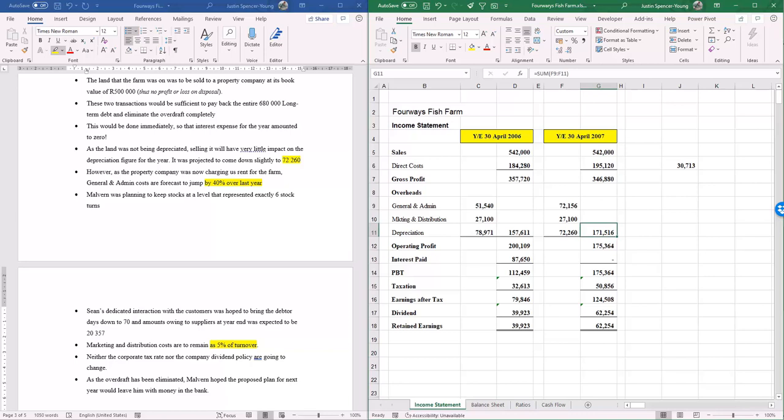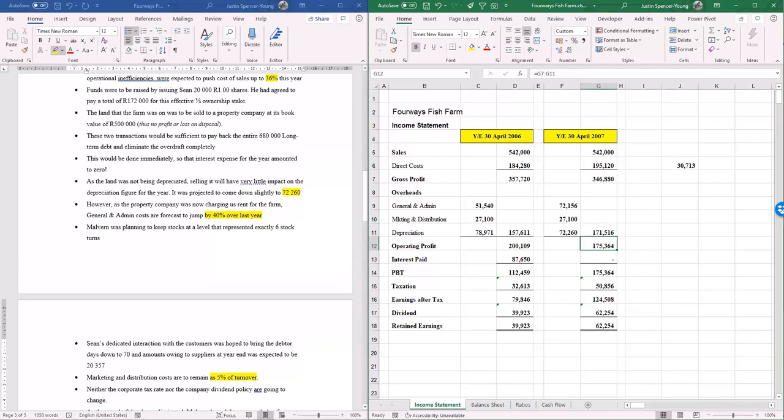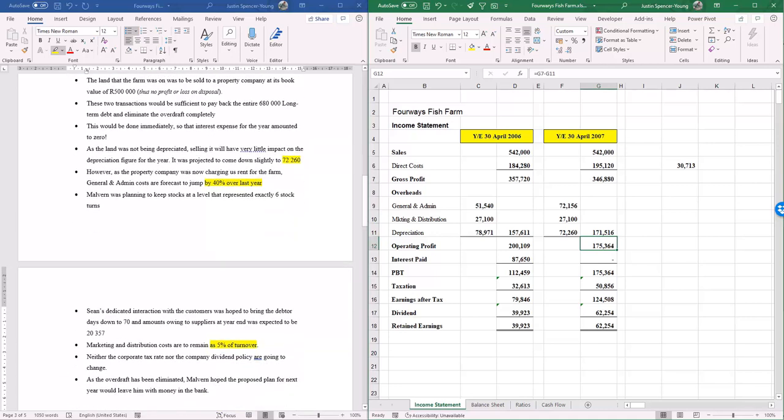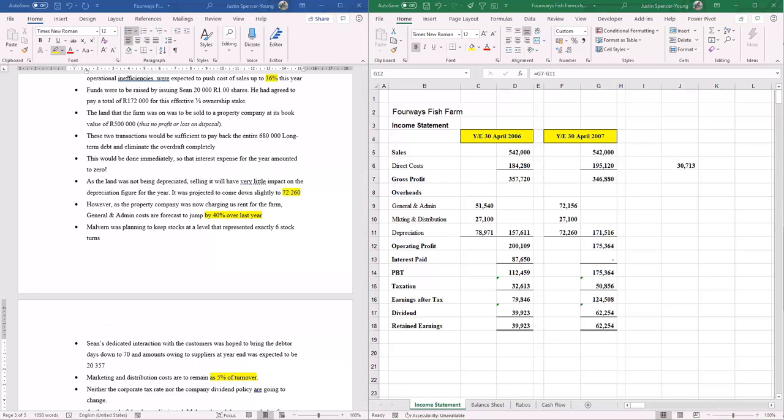Gross profit less the expenses gets us to operating profit. It turns out that they repaid all the debt, if I recall. Okay, so they did 2 transactions here, and they would be able to pay back the entire 680,000 Rand, and therefore their interest expenses are 0. Okay, so that's the one we want here. Interest expense is 0, so the profit doesn't change.